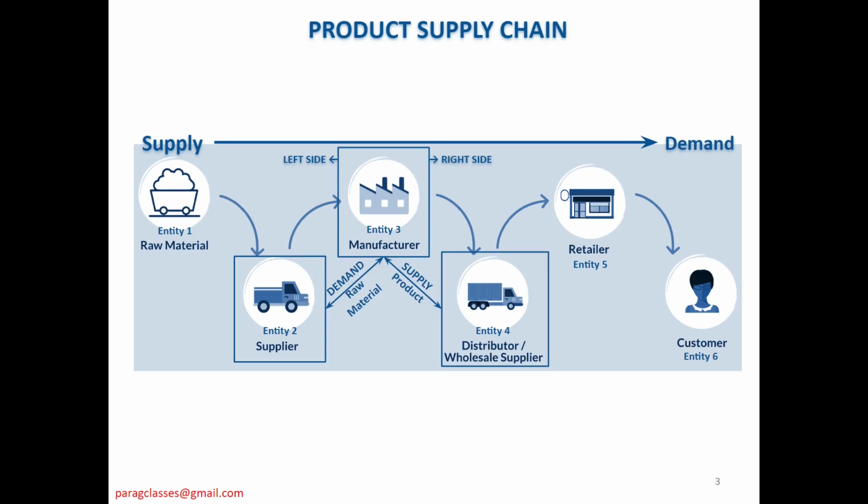For example, the manufacturer demands raw material from the raw material supplier. On the other hand, the manufacturer supplies the end product to the wholesale supplier, who demands the end product from the manufacturer, and similarly the rest of the supply chain, so on and so forth.